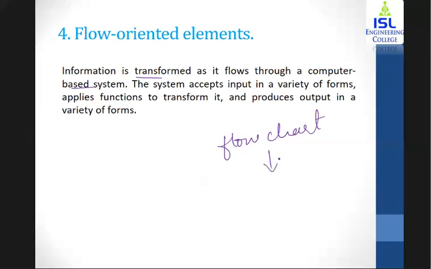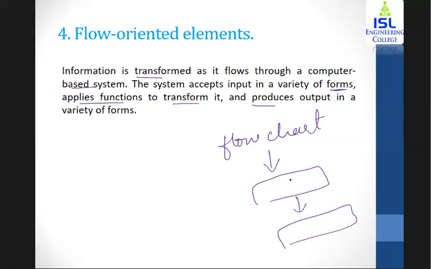Now within this flow chart, when it is changing from one state to another state, it is going to take input. That input can be taken in many forms. Then it applies functions to transform it and produce the output in a variety of forms. That is, you take several inputs, then you perform some function, such as a decision function, and it generates an output. Based upon that, it either stops or some procedure starts again. That is flow oriented elements. A more detailed description of flow oriented elements is within the next unit.